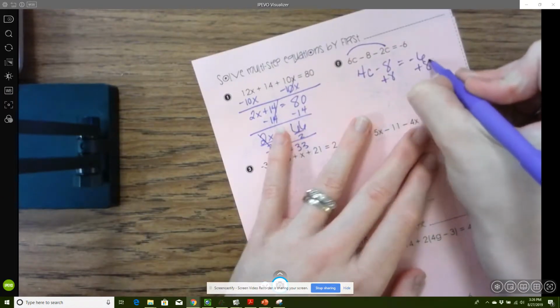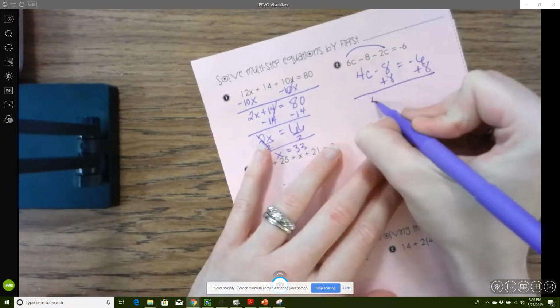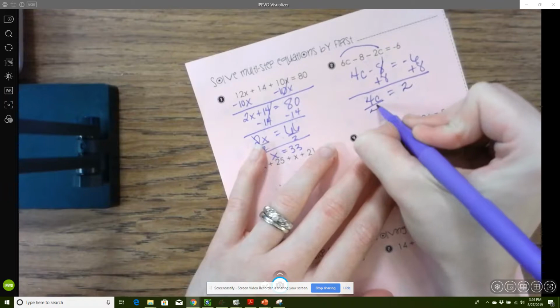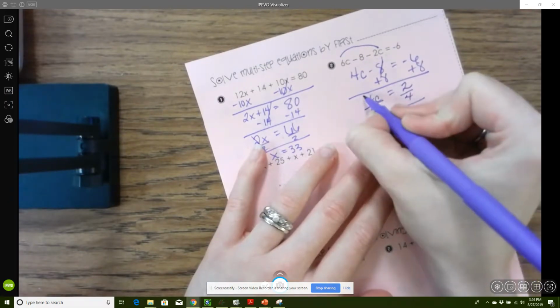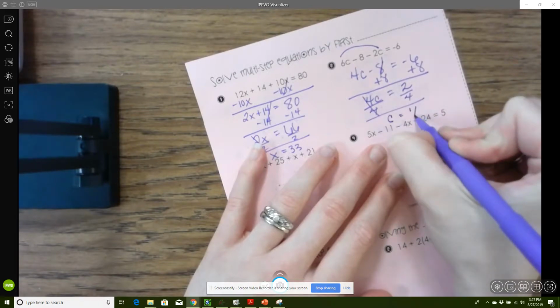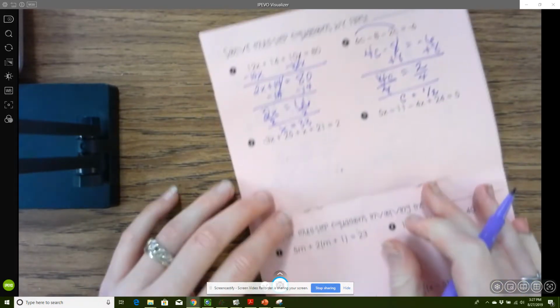And then we just continue on. So make sure that you're always distributing and combining like terms. And so here I could say c equals 2/4, or I could simplify that down and say c equals 1/2.